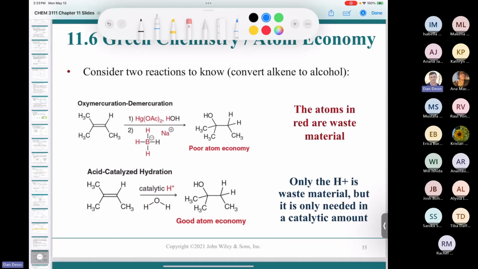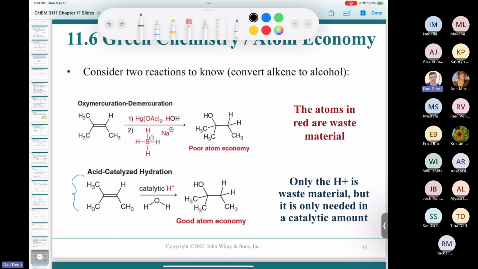This is nothing more than just a Markovnikov addition of water across this double bond. Okay, it's all it is, just a Markovnikov addition. Well, you guys know you can do it with H3O plus, right? So that's a catalytic amount of H plus, proton plus water, right? You mix those together, you get hydronium. Or you can do it using oxymercuration, demercuration.